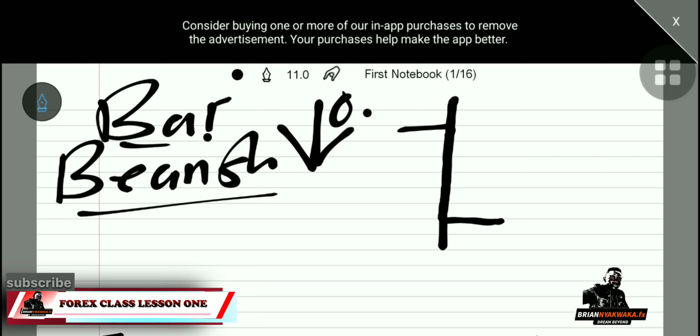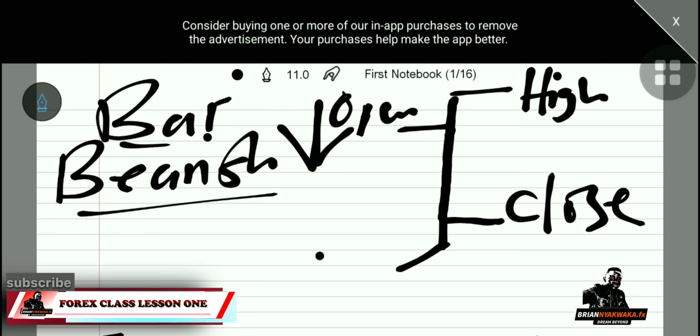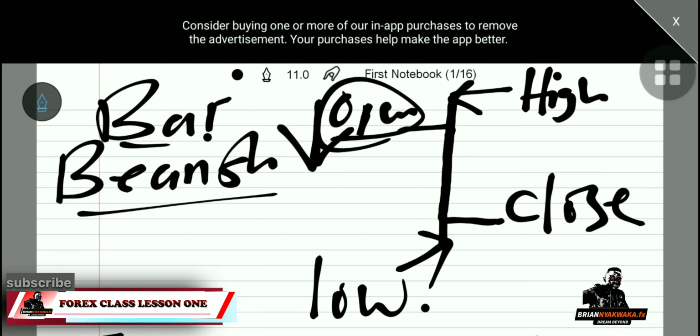So this is the open of the bar chart, and this is the high of that chart. This is the close, the point at which the price closed at, and this lower wick is what we call low. This is the low, this is high. So the open price is the point at which the price opened at during that time frame.